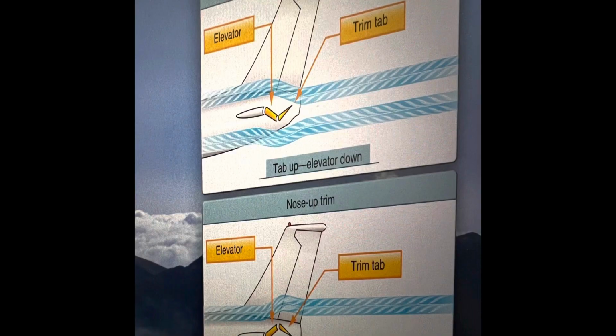Now the most common installation on a small aircraft is a single trim tab attached to the trailing edge of the elevator. Now most of the trim tabs are manually operated by a small vertically mounted control wheel.